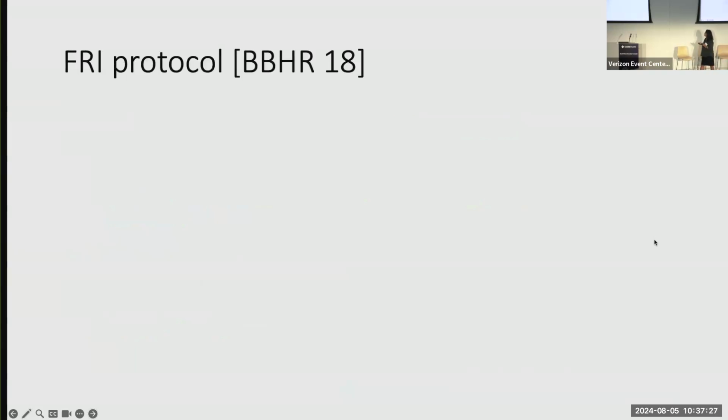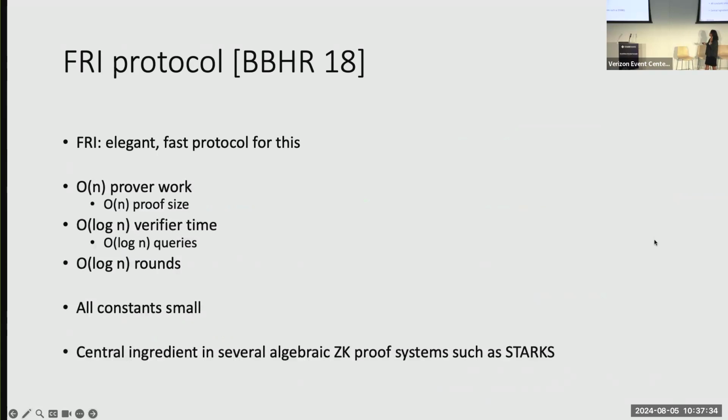Good. So the FRI, as now you've seen in almost all the previous talks, it's a beautiful protocol which gives a really fast, efficient algorithm for this problem with exciting, interesting, concrete parameters.